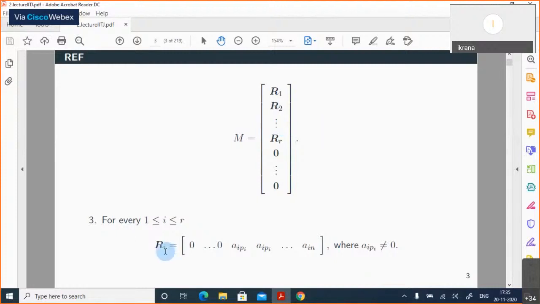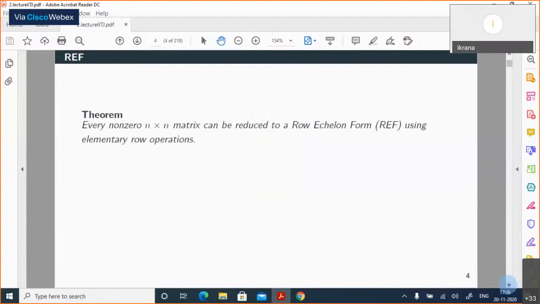Ri, for i between 1 and R, the first non-zero entry is coming at a place which is Pi. All other entries on the left side are all 0. So that is the row echelon form of a matrix that we defined yesterday, and we proved a theorem that every non-zero M cross N matrix (again there is a typo, I should have corrected that) can be reduced to a row echelon form using elementary row operations.